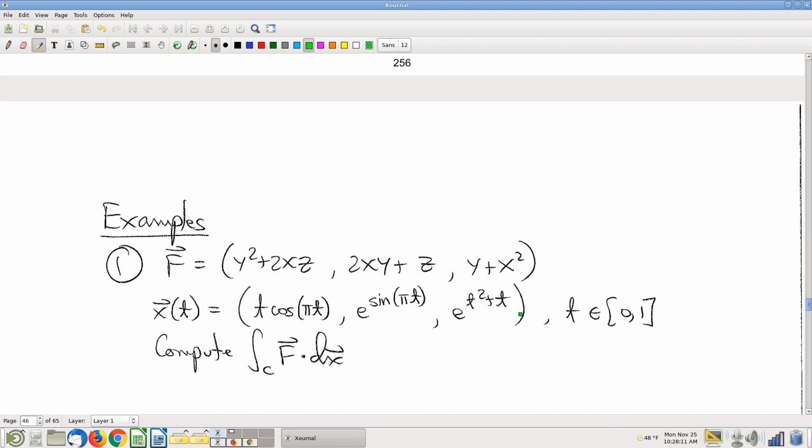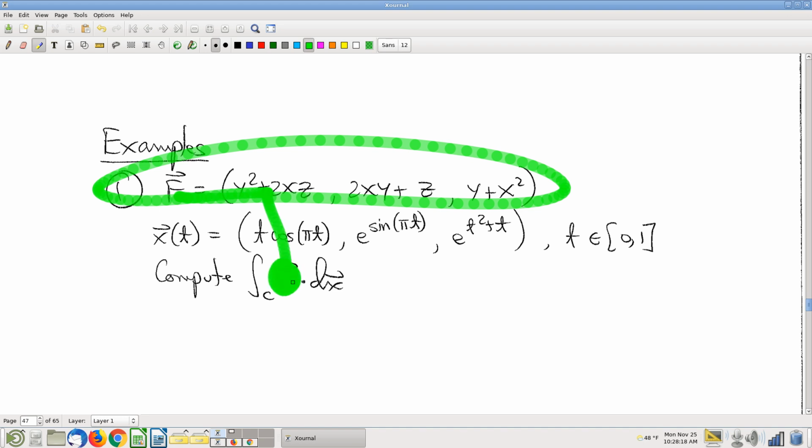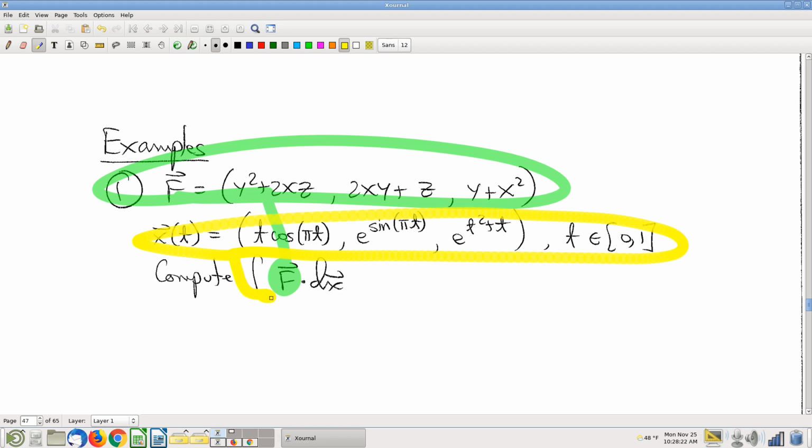Okay, so here are some examples. Got a vector field, got a curve parameterized for us. We're being asked to compute this line integral. The presentation of the question almost suggests that you should do the pullback. Plug and chug. dx is x prime dt and all that. Is that the best approach to solving this question? Well, like I say, let's consider our options.